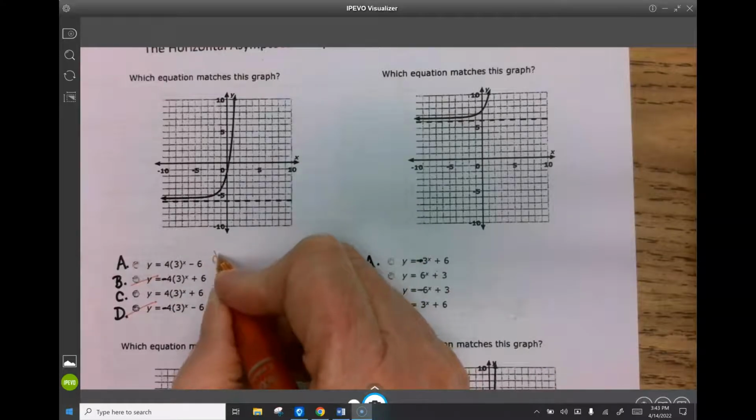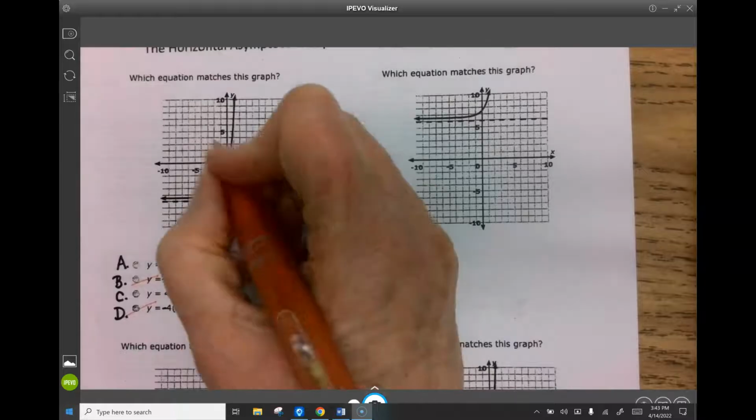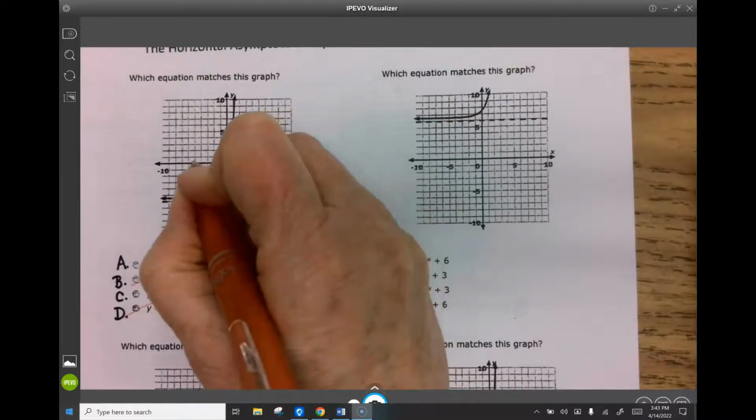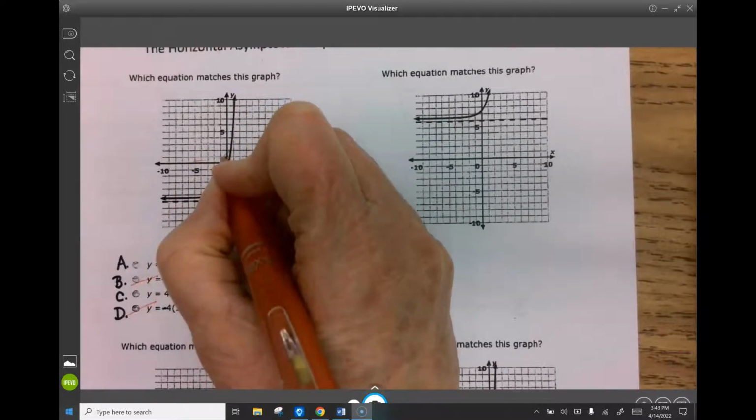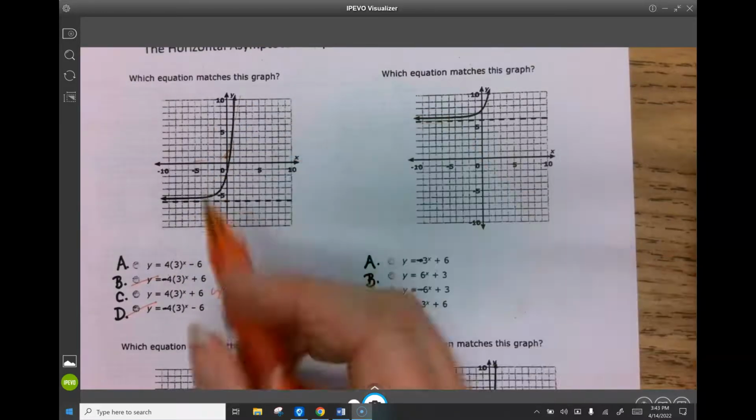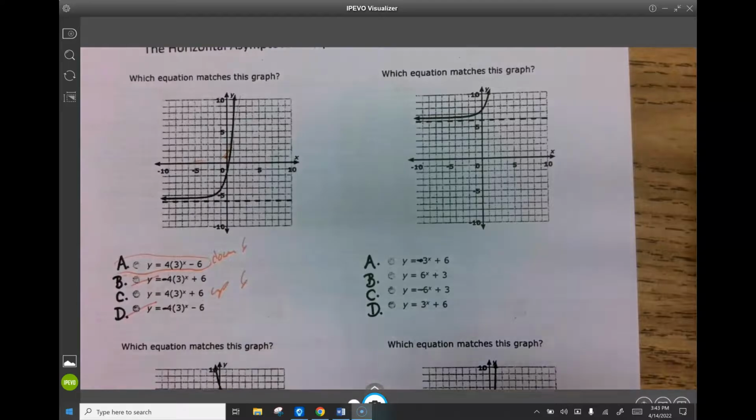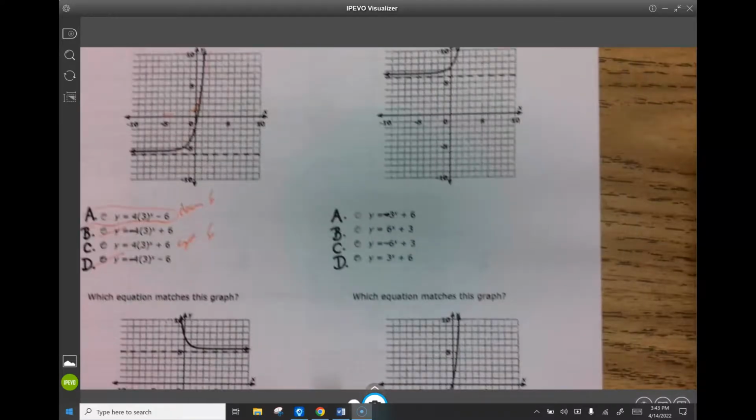Well, this one goes down 6. This one goes up 6. So off of our parent function, remember our parent function would be right here. Parent function would be like right up like this. So we know that it went down, so it's got to be this one. Okay, so you analyze what's happening. They give you the same kind of information.